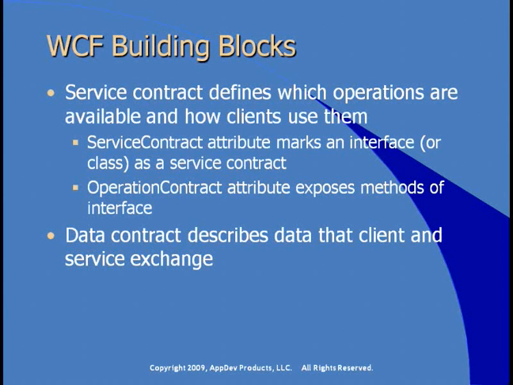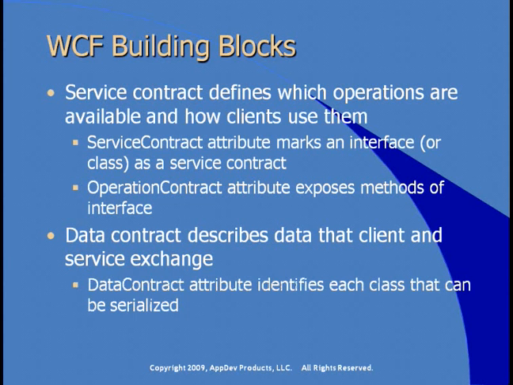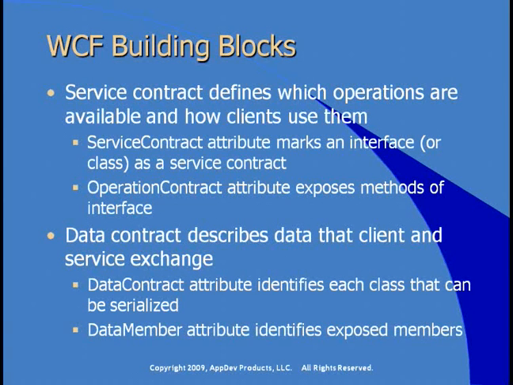Clients and services exchange data. If you're exchanging simple data like strings or integers, there's nothing additional you need to do. But if you're passing classes back and forth, then you need to create a data contract. The data contract is just a description of the data that the client and the service exchange. So you might pass customer classes back and forth. So you'd create the customer class, then you attribute it with data contract so that it can be serialized from a .NET object into XML and back again. And then you identify the members of that class that can be exposed to clients by attributing them with data member. And we'll see all this in the demo, of course.